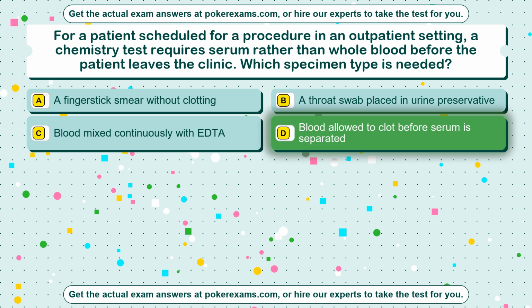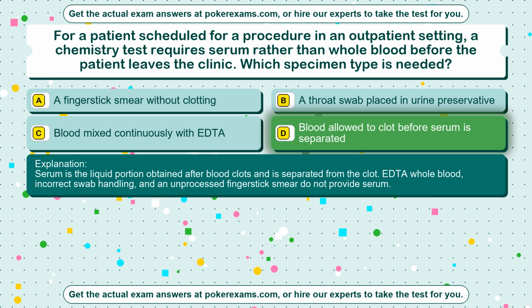The correct answer is option D, blood allowed to clot before serum is separated. Serum is the liquid portion obtained after blood clots and is separated from the clot. EDTA whole blood, incorrect swab handling, and an unprocessed finger stick smear do not provide serum.